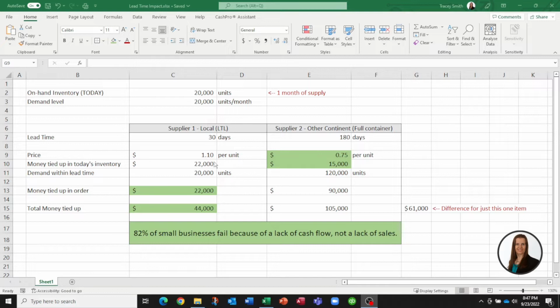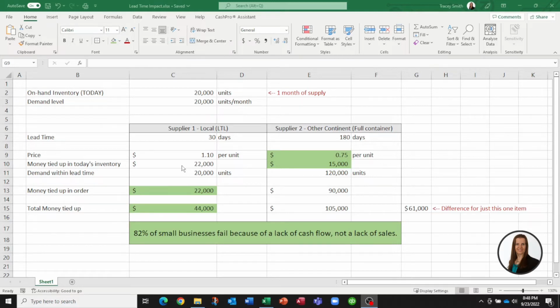First, let's see how much money is tied up in today's inventory. So our 20,000 units at $1.10 means we have $22,000 tied up in our on-hand inventory if we're using supplier 1. For supplier 2, it's 75 cents times our 20,000 units, which is $15,000 tied up in today's inventory.